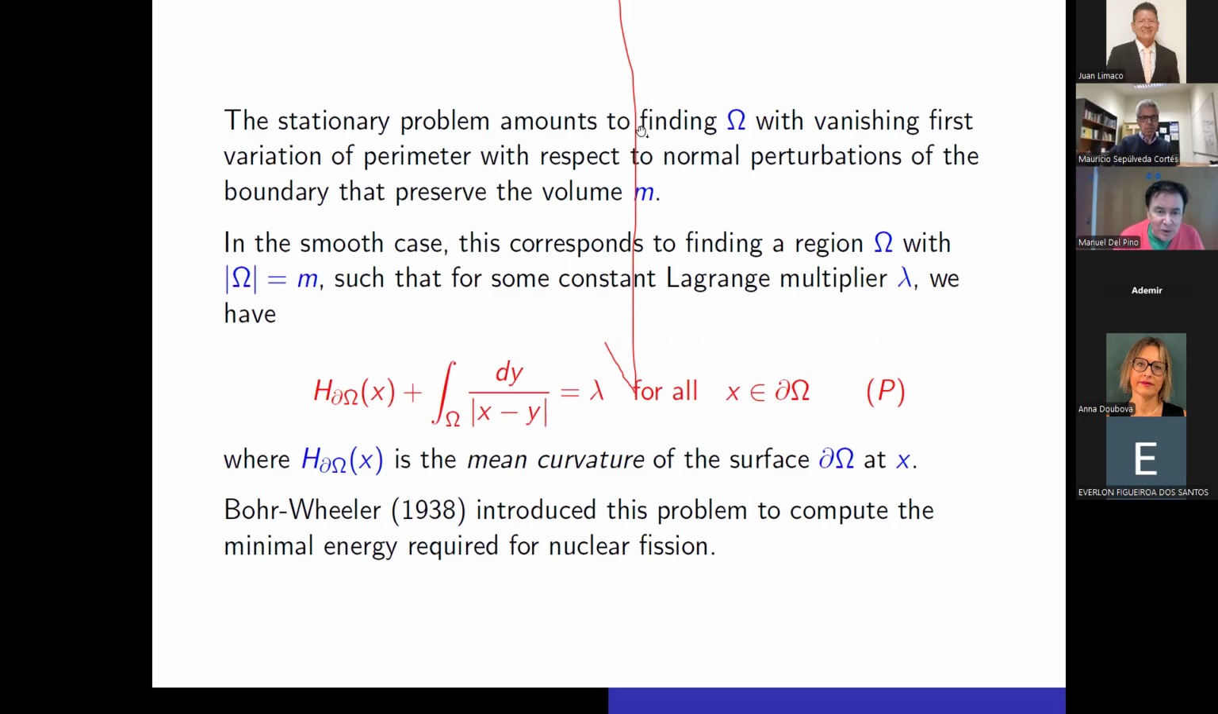So the stationary problem amounts to finding regions omega with vanishing first variation of perimeter with respect to normal perturbations of the boundary that preserve the volume M.